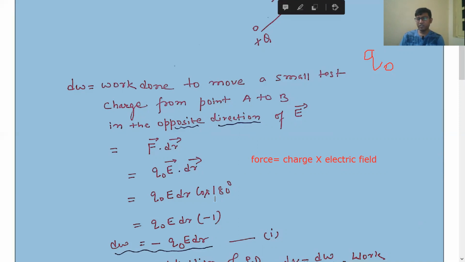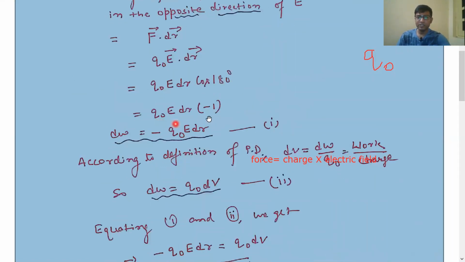Definitely a cos theta term will appear over here. dr is in the direction like this and E is in the direction like this, so they are oppositely directed, and that's why a cos 180 degree term appears, that is the angle between them. Cos 180 degree value is -1. So overall the work done is q naught E dr times -1, or minus q naught E dr. Let us call this the first equation.